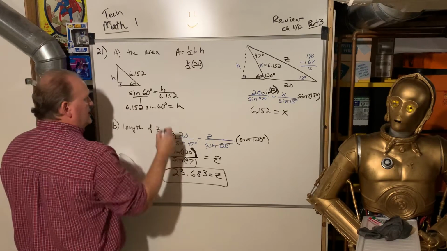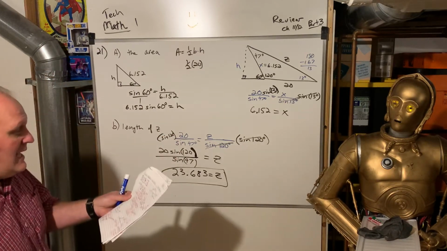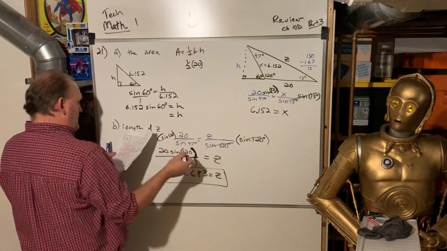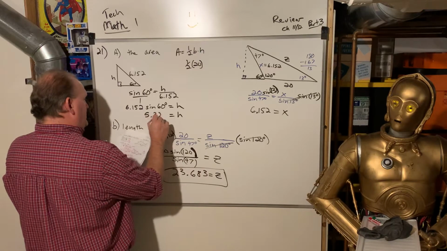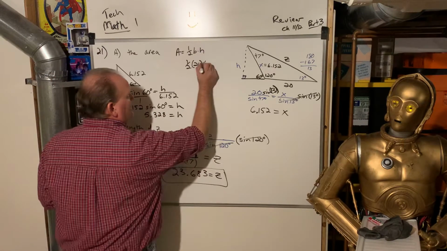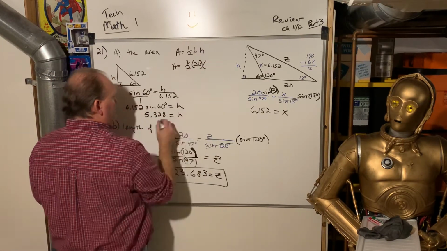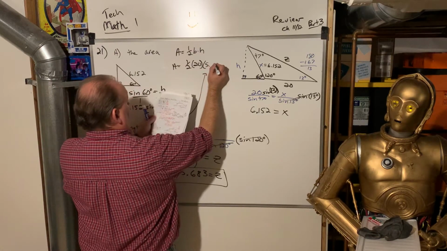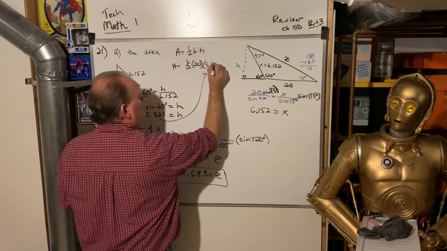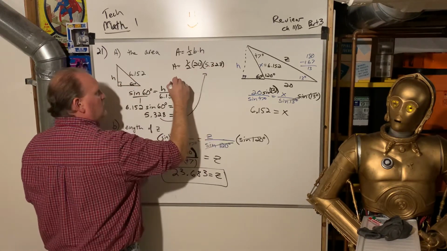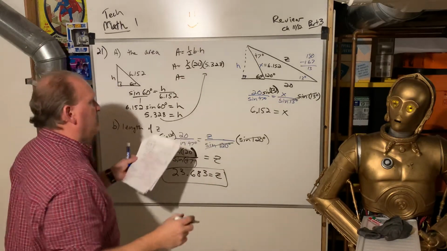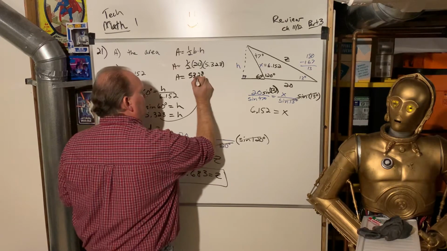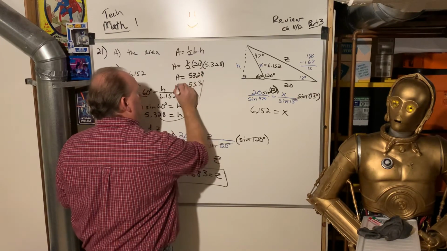All right, and so you type that in, and we're still not done. That gives us the height of the triangle. So that is 5.328. And now we take that into this formula, okay? So 5.328 times 1/2 times 20, and that's 53.28, which to the tenth place is 53.3.